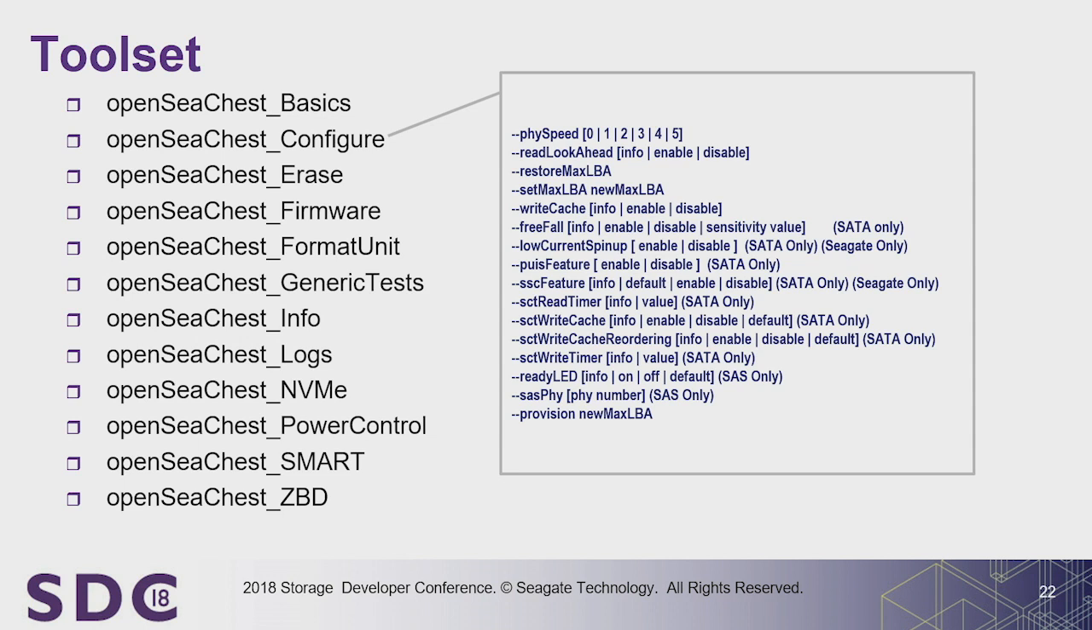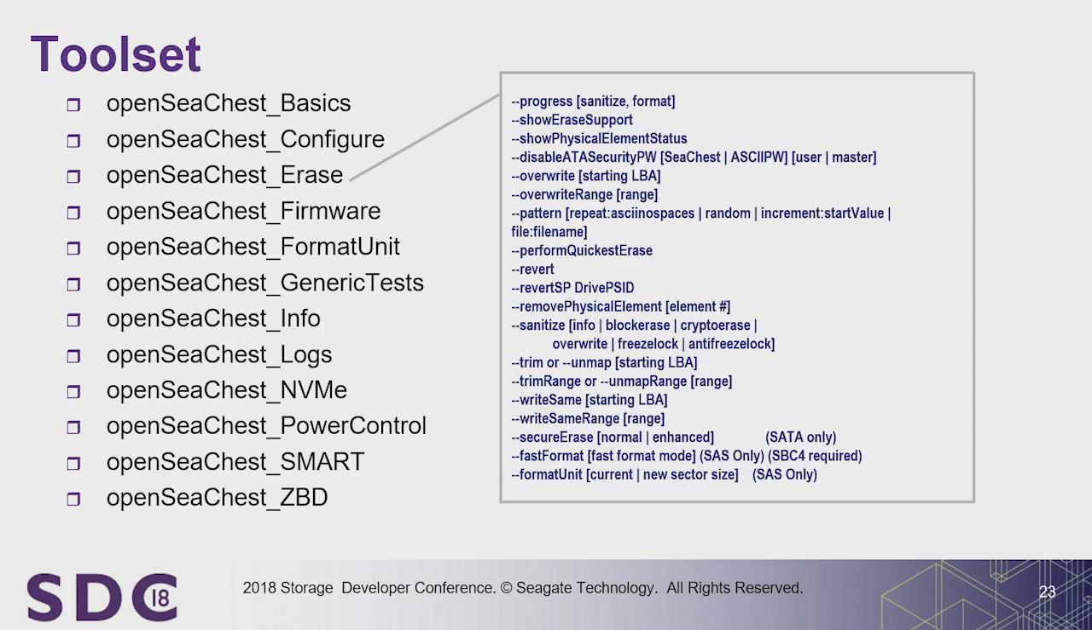And some of these utilities are very much overlapping. I don't want to bore you with all the details, but erase is another good one. And I'm going to go over it a little bit more in the next few minutes. But it does all of the stuff that you would do if you were trying to do something with the drive to erase it or repurpose it or zap it, in other words, right?